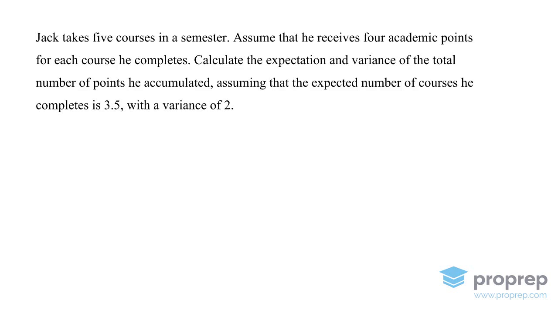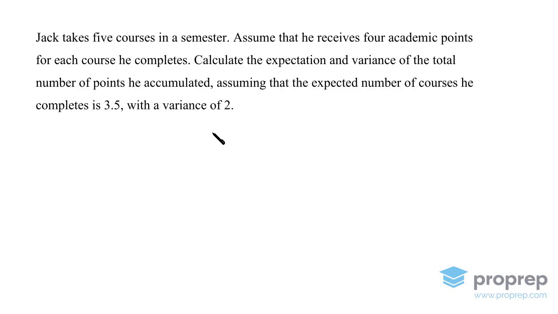In this question, we'll be calculating academic points. Now, Jack takes 5 courses in a semester. Assume that he receives 4 academic points for each course he completes. We're asked to calculate the expectation and variance of the total number of points he accumulated, assuming that the expected number of courses he completes is 3.5, with a variance of 2.